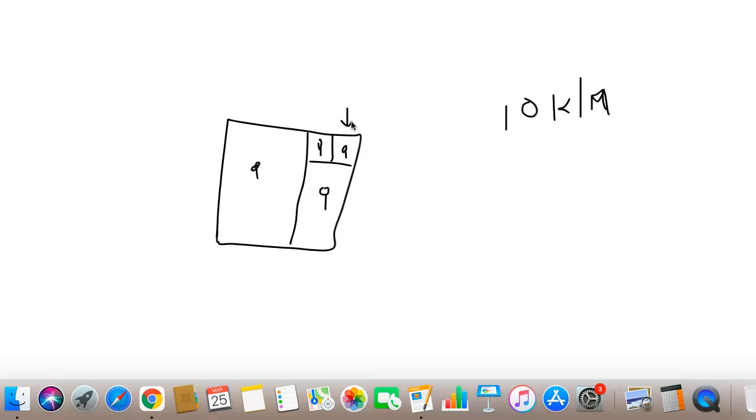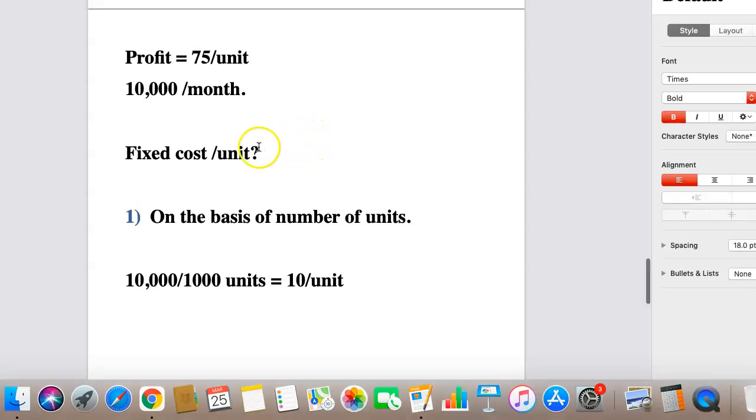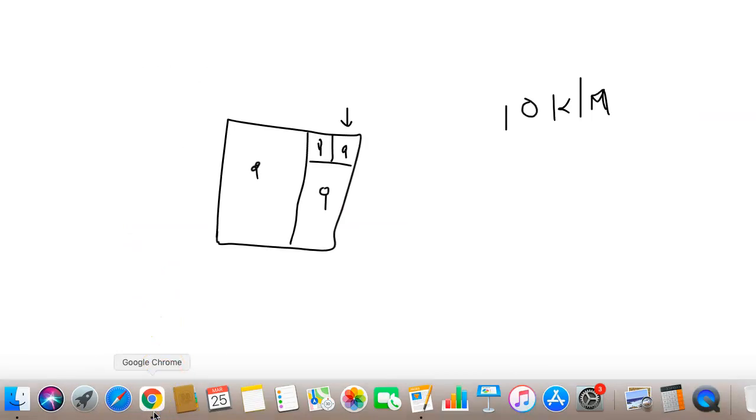Now you need to split the rent per person, just like how you split the fixed cost of rent per unit here. And how did you do that last time? On the basis of number of units. So we can apply that same idea here and say, okay, the rent is 10,000 per month. There are 4 people staying in the room, so 10,000 divided by 4 is 2,500. Right? Everyone should be happy, no one should have a problem.